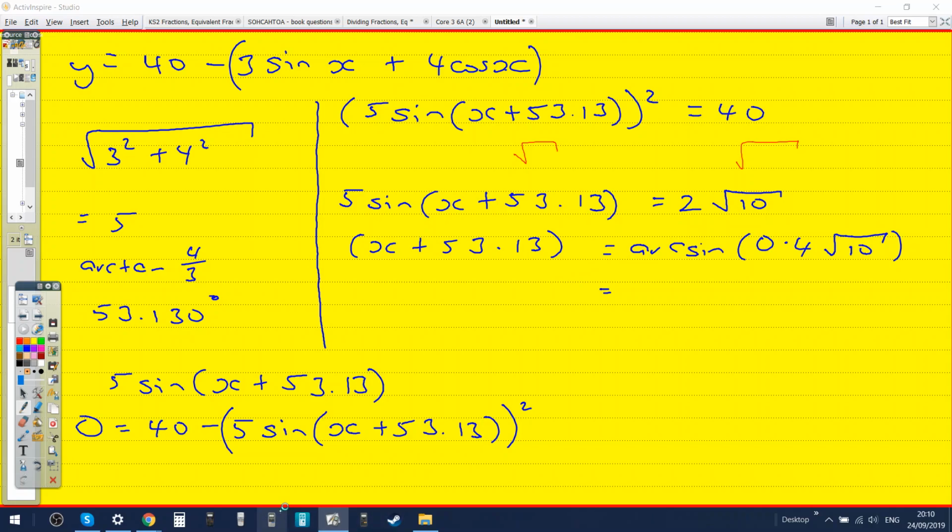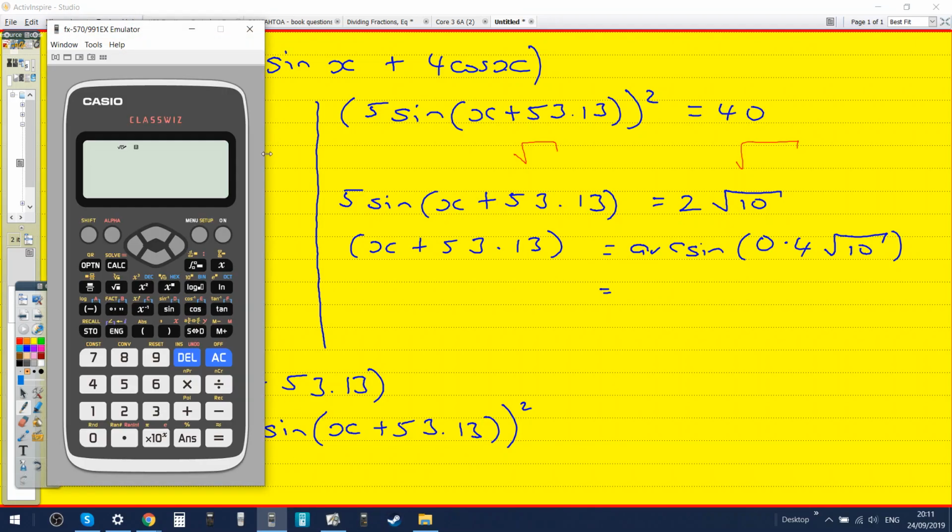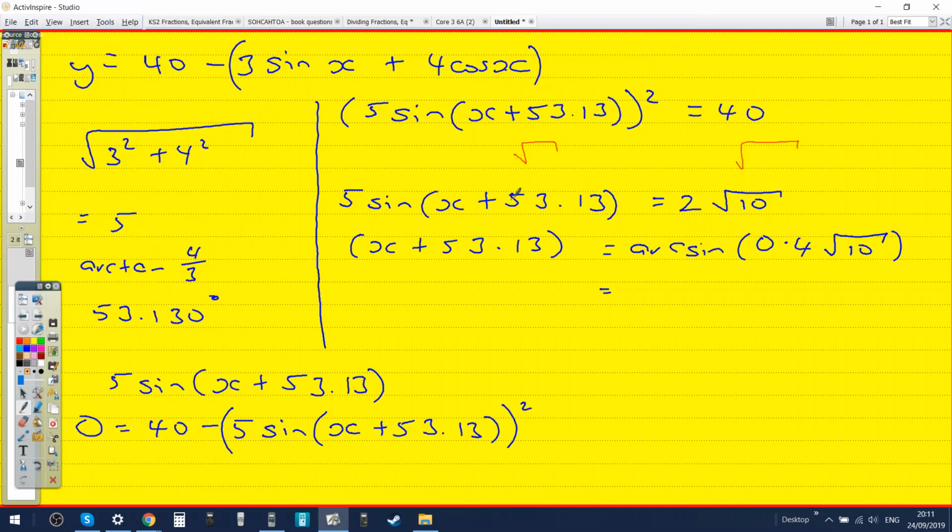That's a good point. Try minus. No, shouldn't be minus. Shouldn't work either because it would be plus or minus when you square root it. But yeah. Shift sign over 53.13. Did you bring over the 53.13? But I'm not sure it would change much. You can't because it's in the bracket with the sine.